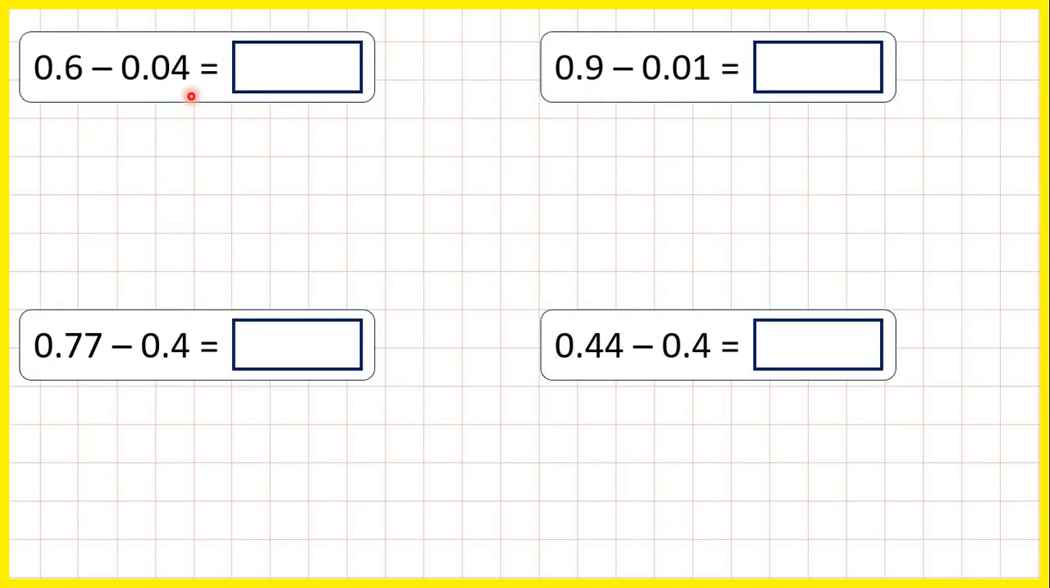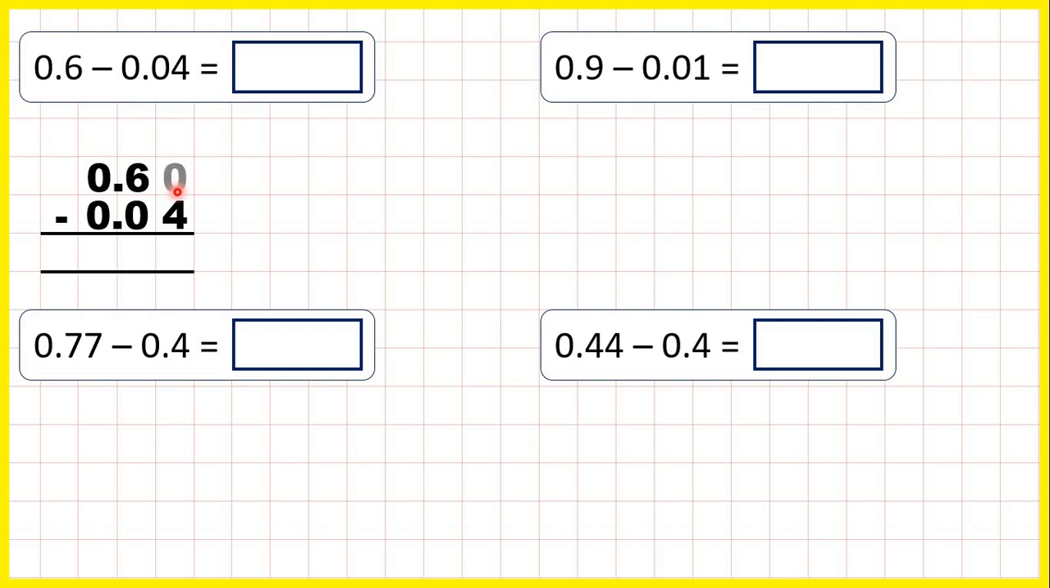Now for these questions, we're subtracting hundredths or tenths. So first, we have 0.6 minus 0.04. We can set this out as a column subtraction, but it's really important that we remember to line up our decimal points, because if our decimal points are lined up, then our ones, tenths and hundredths place value columns will be lined up as well.